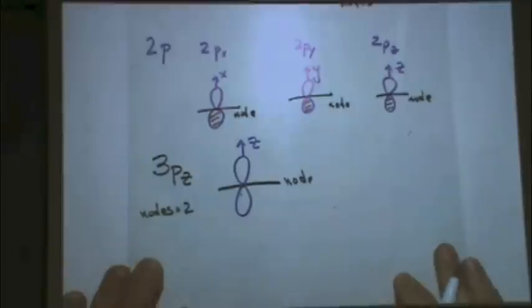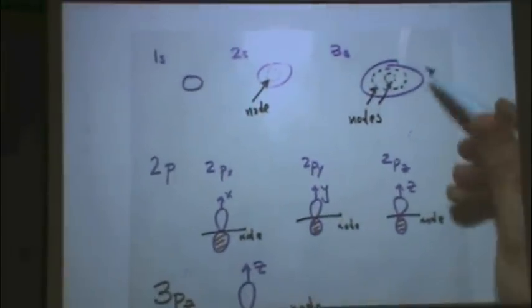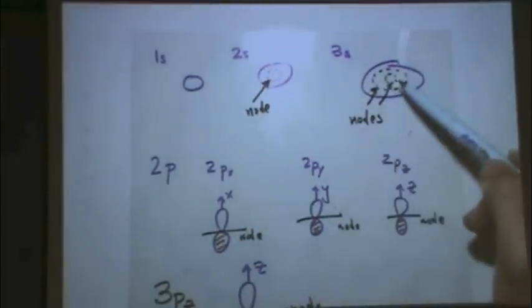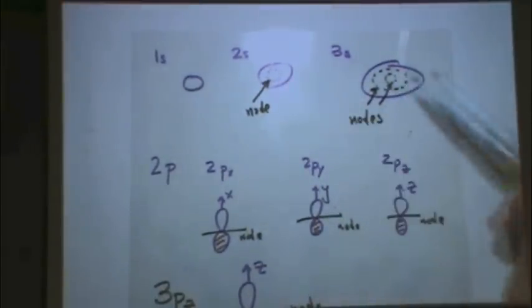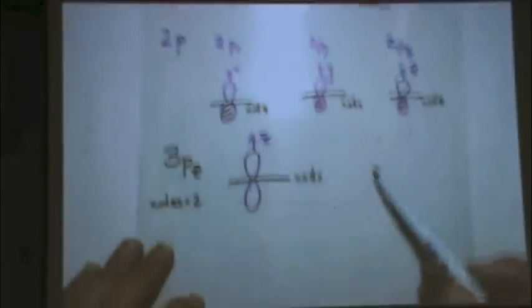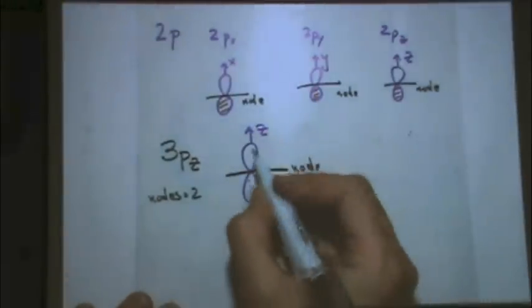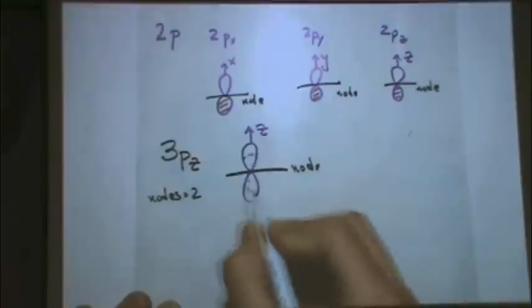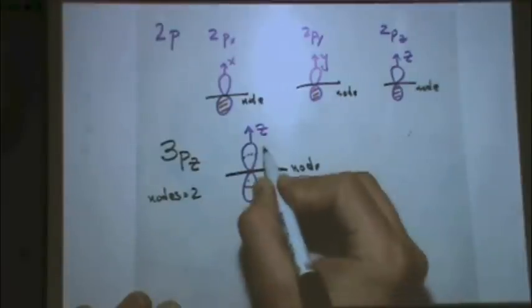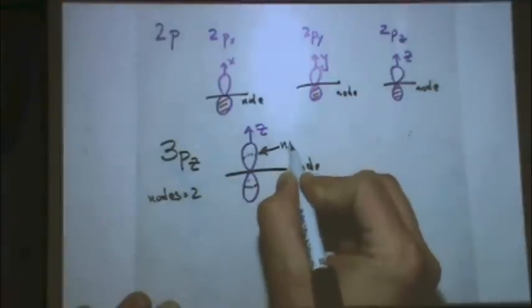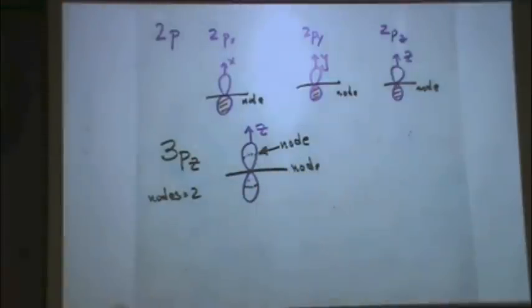Now let's go back and look at the S's. See, when we added nodes here, we added circles. Same thing here. The second node is kind of a circumscribed circle inside here. The top and the bottom both together count as one. It kind of looks like a circumscribed circle inside the node.